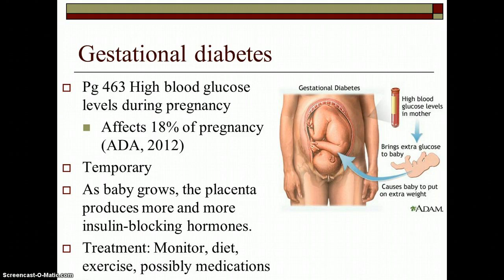We would want them to change their diet. Now they should have a diet that's lower in carbs, higher in proteins, and lower in fats. We'd want them to be doing exercise, and possibly if their diet, exercise, and monitoring isn't helping them to control their blood glucose level, they might have to go on medications to help them do it.